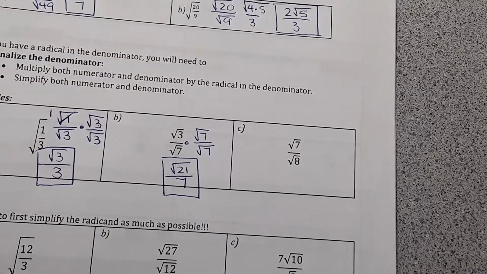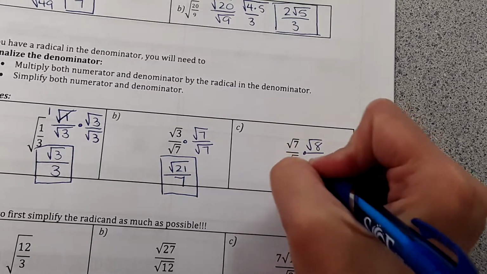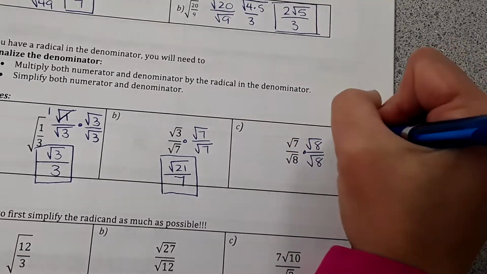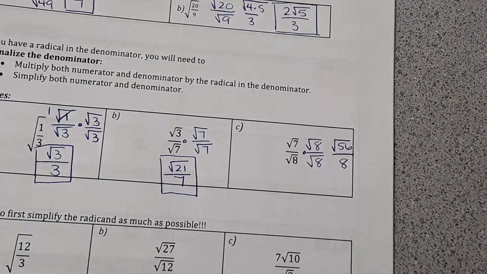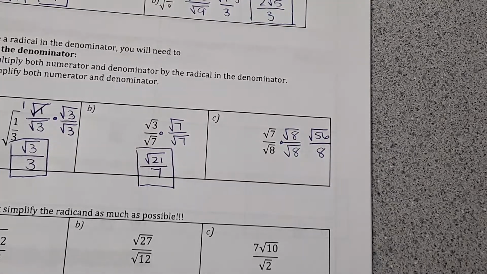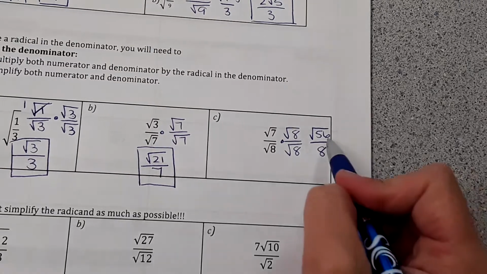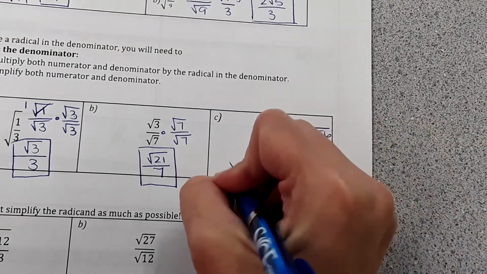Okay, and C, same thing. I'm going to multiply by the square root of 8 over the square root of 8. The square root of 56 over 8. I do need to simplify that 56. A perfect square in 56 would be 4. If you divide 56 by 4, you get 14, so 4 times 14 is 56. So I'm going to write that out.